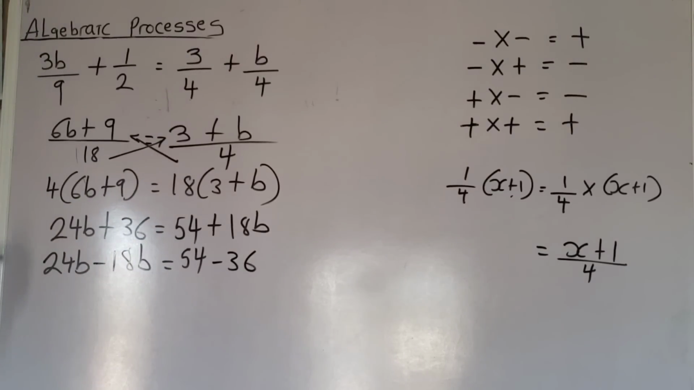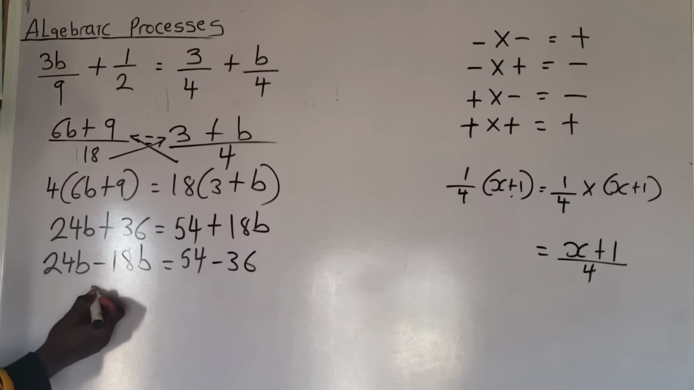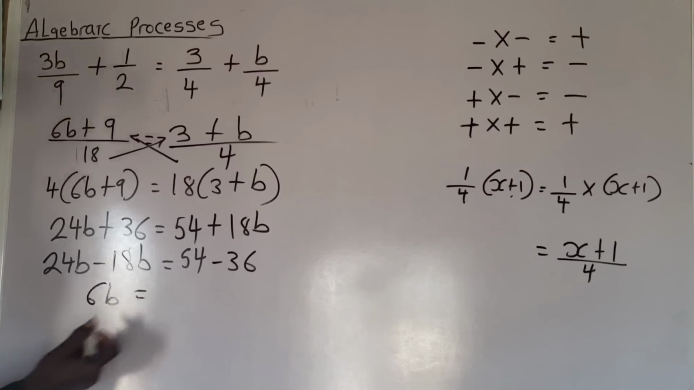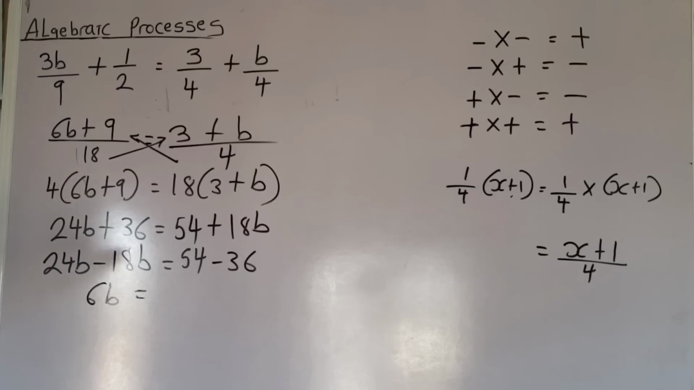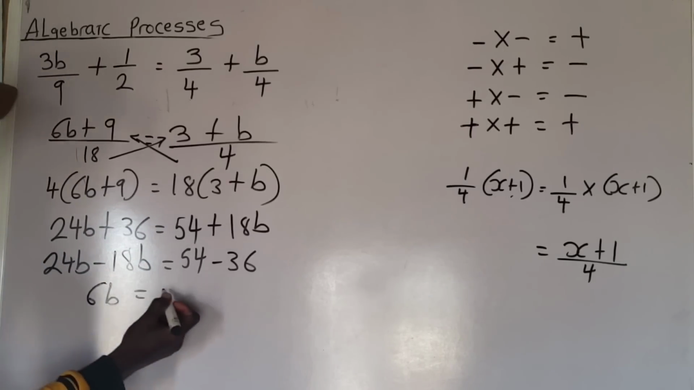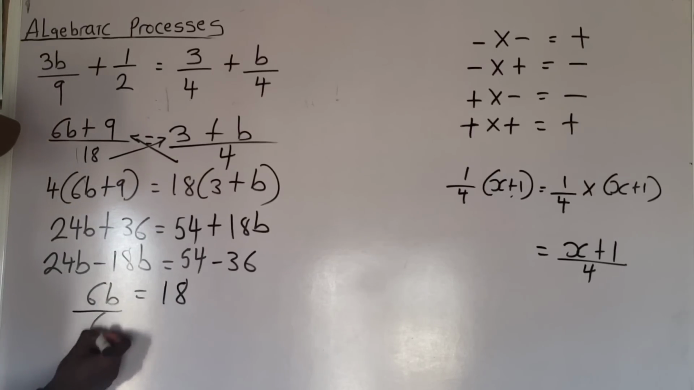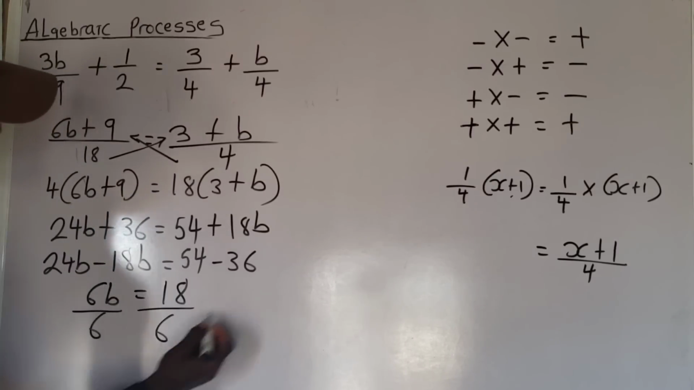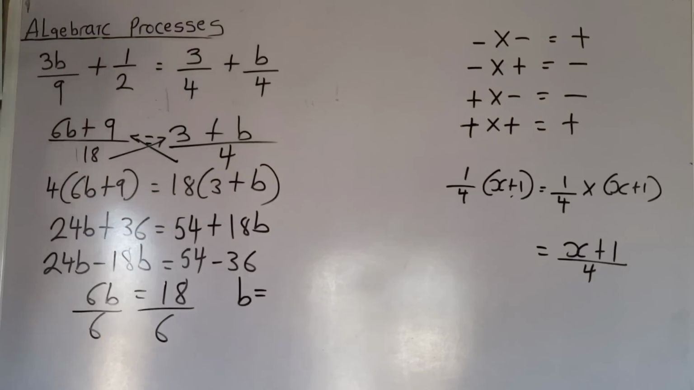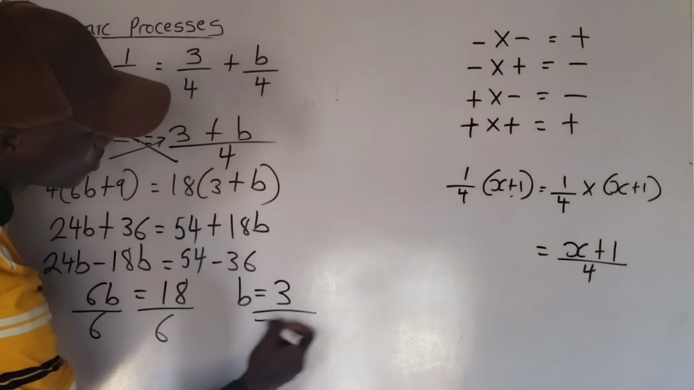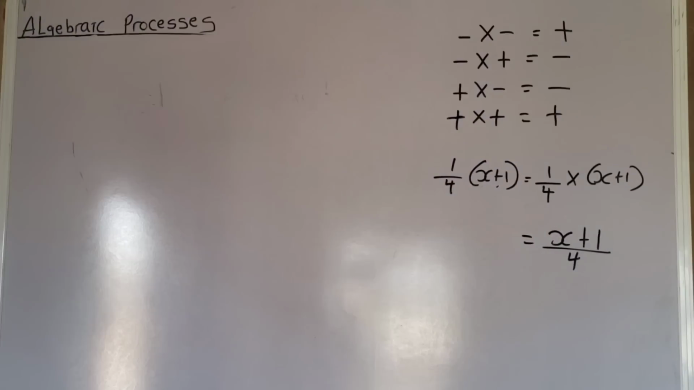Now I'm left with what? 24b minus 18b. 24b minus 18b is 6b. So I'm going to have 6b is equals to 54 minus 36, that is 18. Okay, so for this I'm going to have 18. Do you understand? Now the next step here is to divide both by 6. This over 6 and this over 6. That means that b will be equals to 18 divided by 6 is what? 3. Okay, so b is equals to 3, which is the final answer.